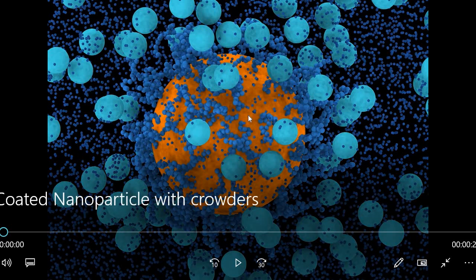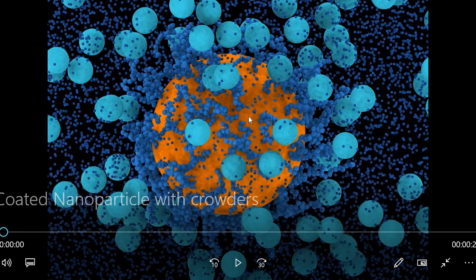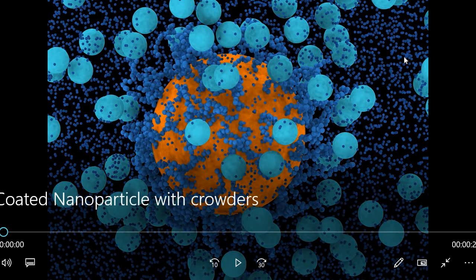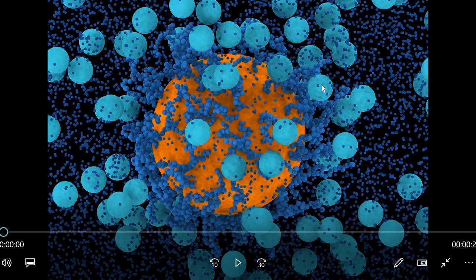First, we have the biggest molecule, which is a colloidal particle, moving across the solvent bath. We also have polymers covering the colloidal particle, and crawlers. These crawlers are molecules of intermediate size that hinder the colloidal motion.